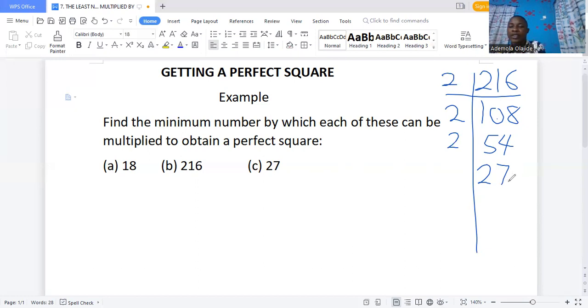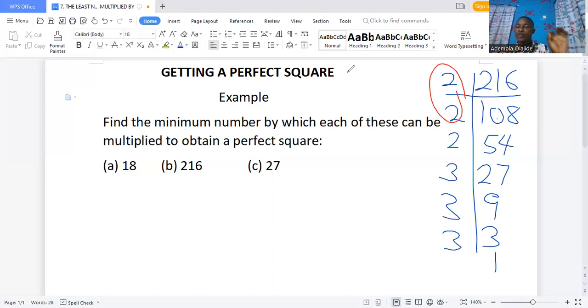So you can try 3. 3 in 27, 9. 3 in 9, 3. 3 in 3, 1. So similarly, we begin to pair them. 2 times 2 is perfect, because it will give you 4, which is a perfect square. Then 3 times 3 is also perfect. 3 times 3 is 9, which is a perfect square.